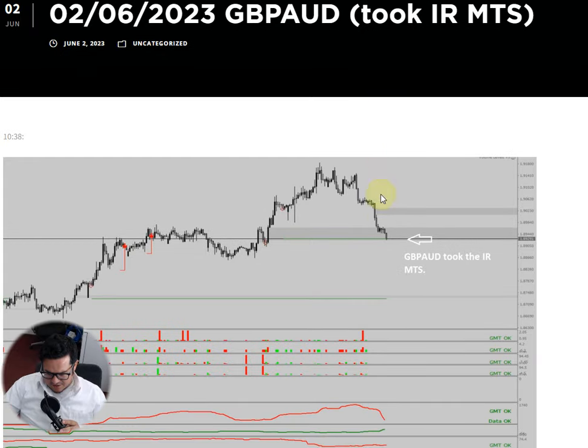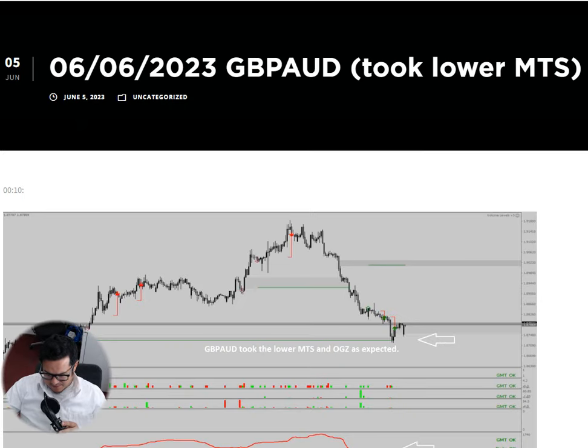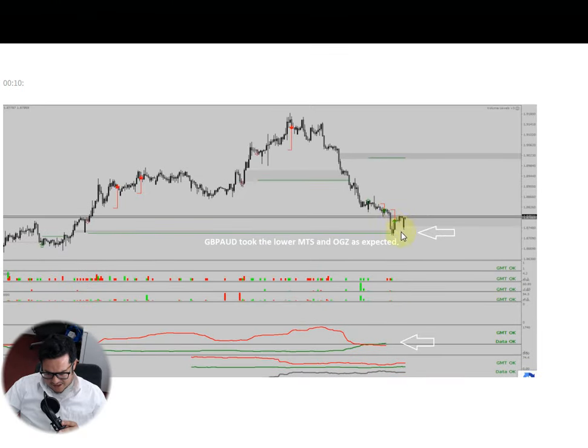So here, 2nd of June, again, look at that. Goes for the green line, the medium-term stop target. Okay, took that one out. Then even went for the second one, took the second one out. Okay, because shorties left the market. So first taken, second taken.